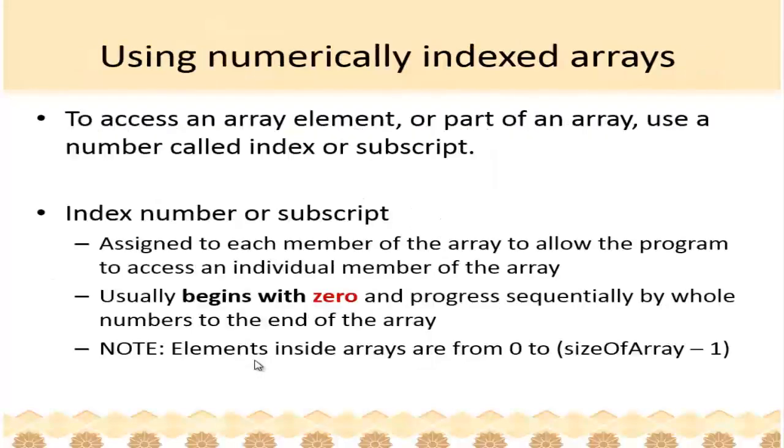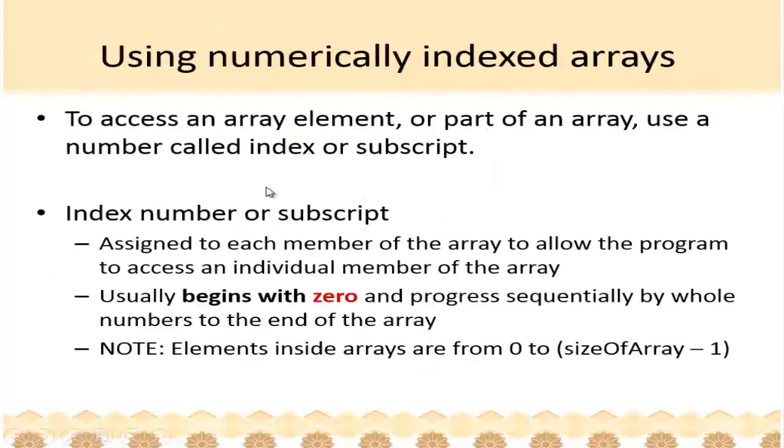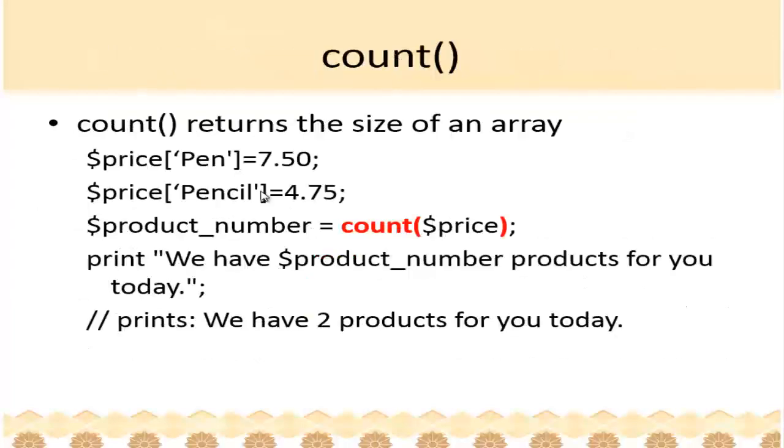Now let's talk about numerical index arrays. Whenever you create a numerical index array, it means you are supplying indices which are numbers or integers. If you don't specify, it is assumed to start at 0. But if you specify something, then onwards the same number will continue. I think I've already shown you this in the last class.